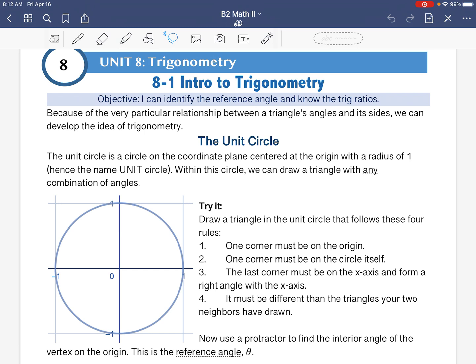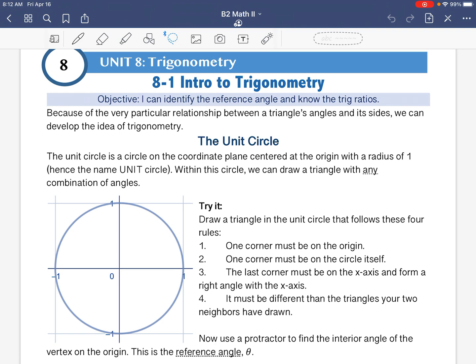talk about where they came from, and that is something called the unit circle. The unit circle is just called the unit circle because it has a radius of 1, and it's centered on the origin of the coordinate plane, so it's centered on 0, 0, and it has a radius of 1. This is something we call the unit circle. And inside of this unit circle, we can draw any kind of right triangle that exists in the world.